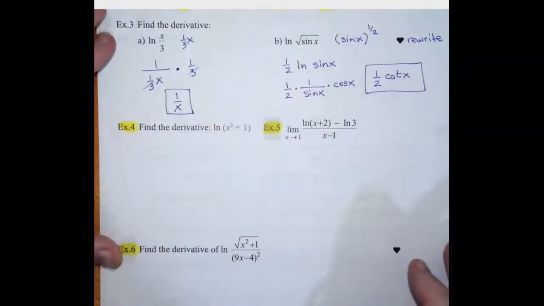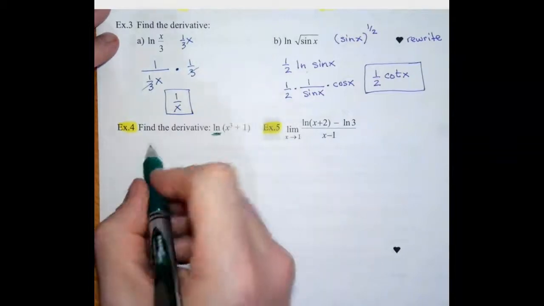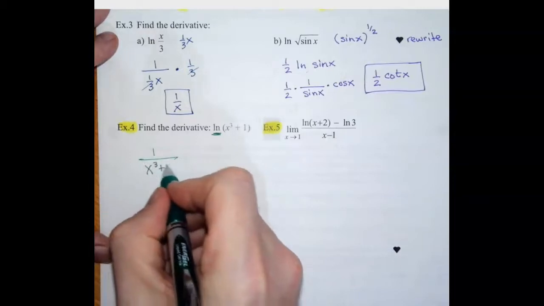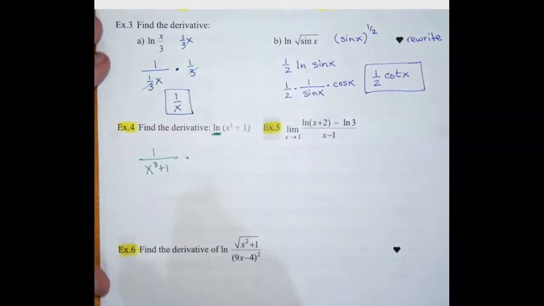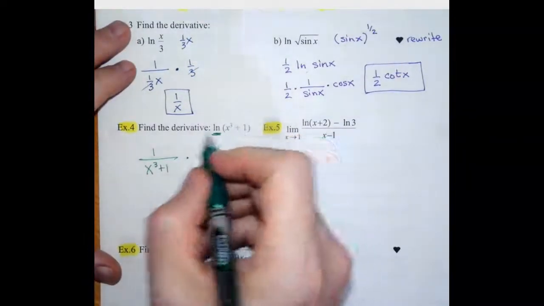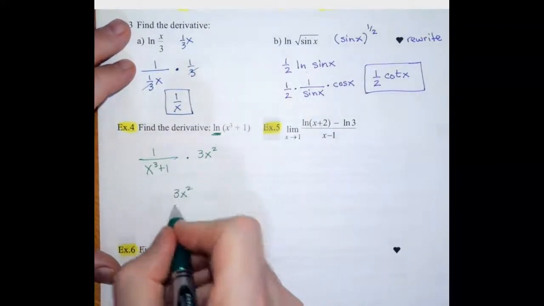So pause. Derivative of a natural log. The derivative of a natural log is 1 over u times, so this should be pretty nice, these first couple examples, pretty nice, times the derivative of u, so that's going to be 3x squared. So that's going to be 3x squared.